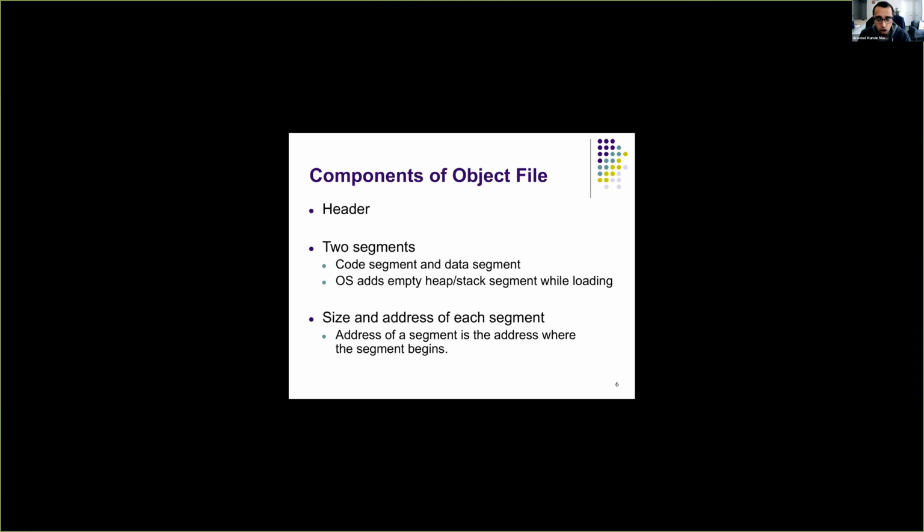The object file has many segments, but for our discussion, let's say it contains two segments: the code segment and the data segment. The code segment is the section of memory which contains code, and the data segment contains data like global variables. There are also other segments, heap and stack, which are maintained by the operating system, because a program cannot know beforehand how much memory it will be using. The memory for stack and heap will be managed by the operating system. And there is also the size and address of each segment in the object file.